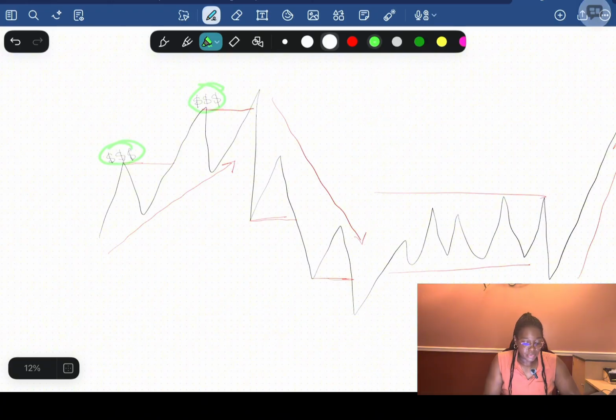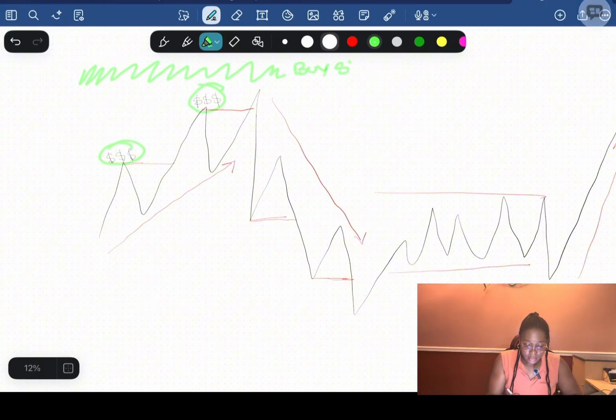So what we can see is that once all liquidity that was on this side of the market has been targeted, the market's now going to start taking out liquidity on the opposite side, on the sell side. So this is our buy side liquidity, and this is our sell side liquidity.